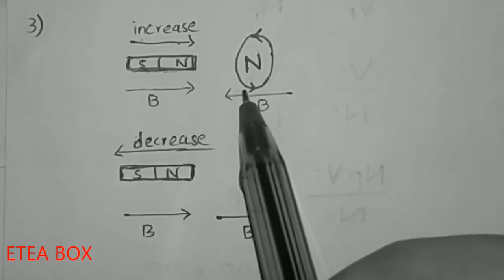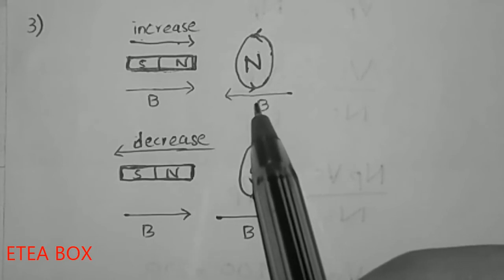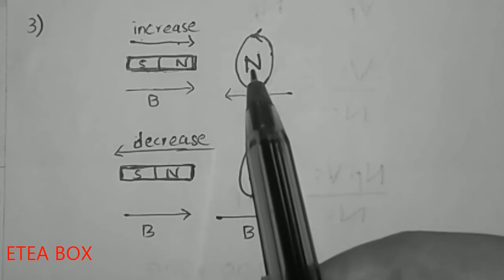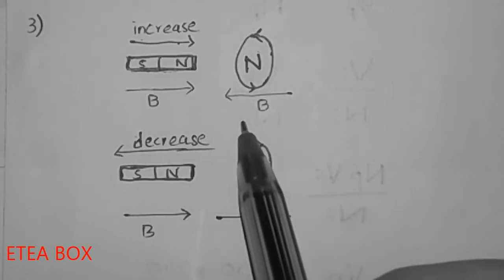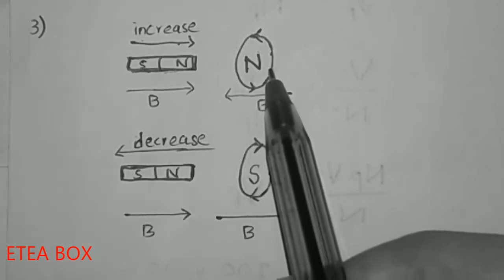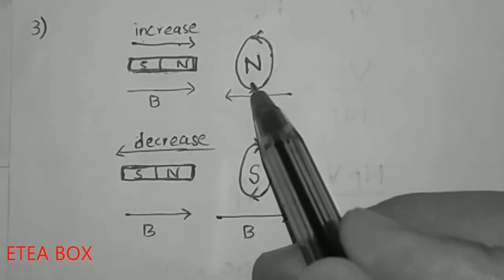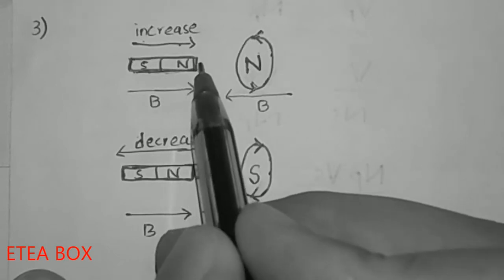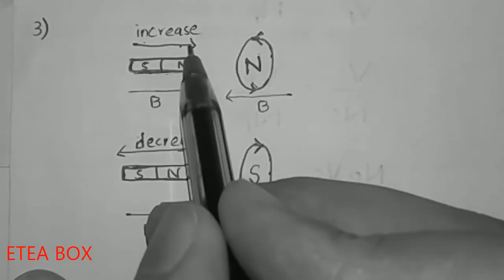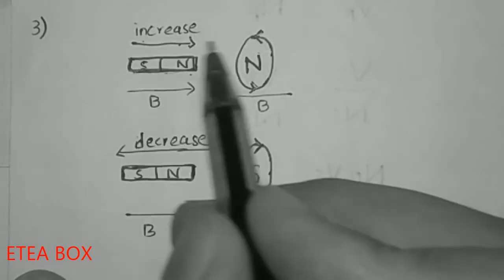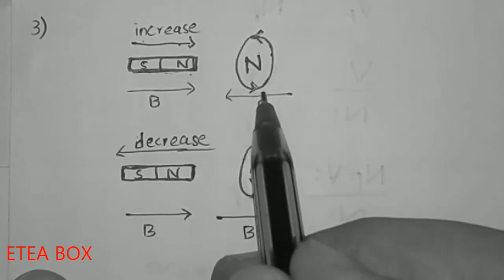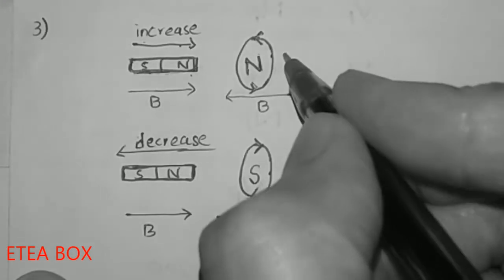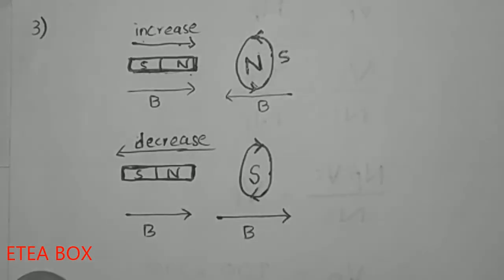Now this will oppose this increase, okay, and in turn the north pole will be produced in it, okay? So according to the right hand thumb rule, the direction of current will be anti-clockwise, okay? Now look here, when the north pole is on this side and it is increasing, or we are moving in that direction towards the coil, what will happen? North pole will appear on this face and south pole will appear on the back side, okay?